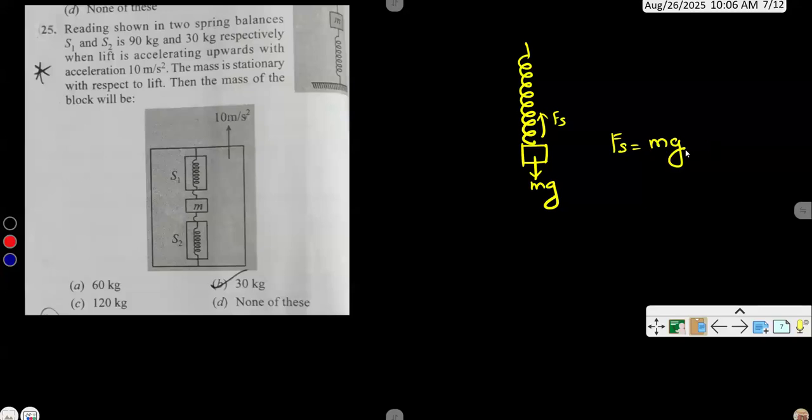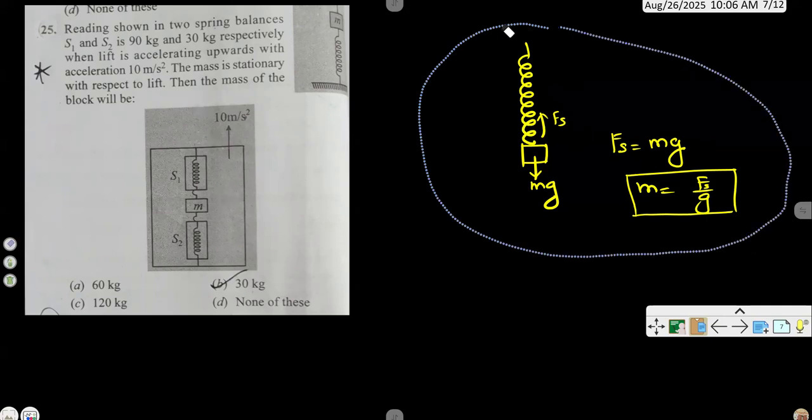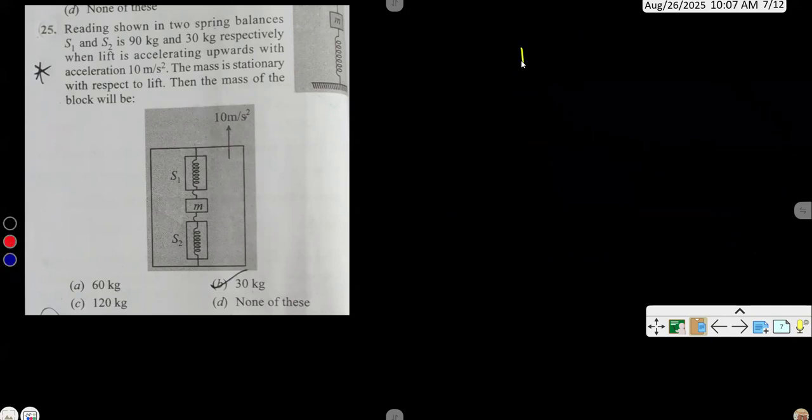So spring force is equal to mg, or the mass of the body, if you want, is the spring force divided by g. That is going to give you the mass of the body. Now, in this diagram, it says that there are two springs attached. There are two springs attached onto that.